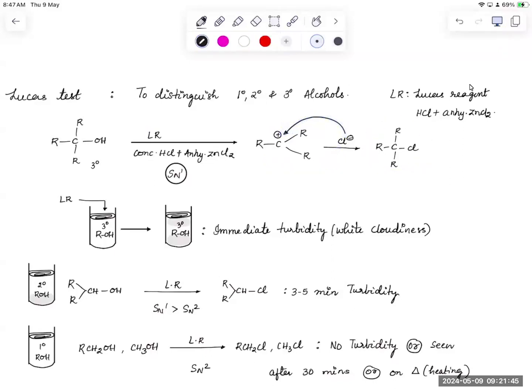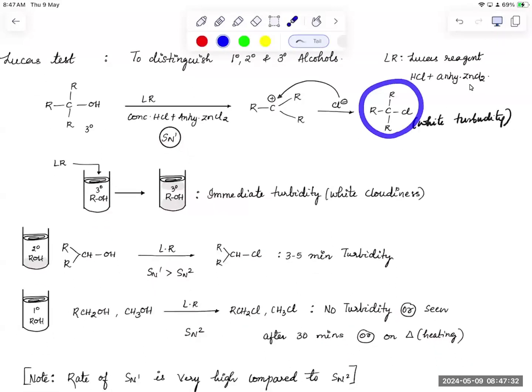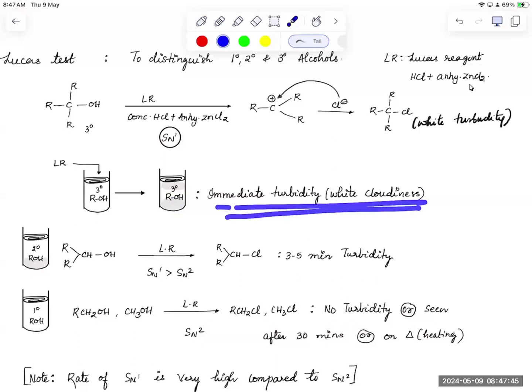And this alkyl halide is a white turbidity. This tertiary alkyl halide is a white turbidity. So you can see that as soon as the Lucas reagent is added to a solution of 3-degree alcohol, a white cloudiness will start forming immediately. If there is an immediate turbidity or white cloudiness, it must be a 3-degree alcohol or one with a very stable carbocation.